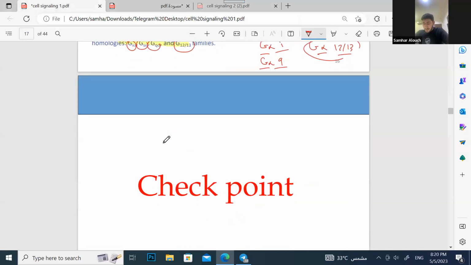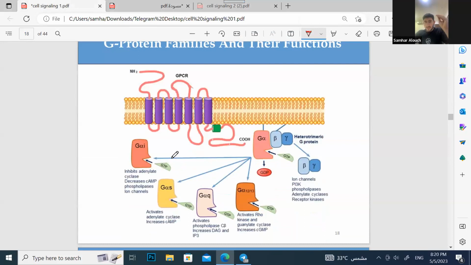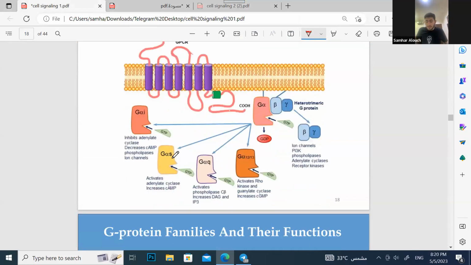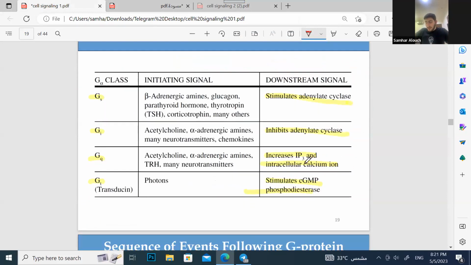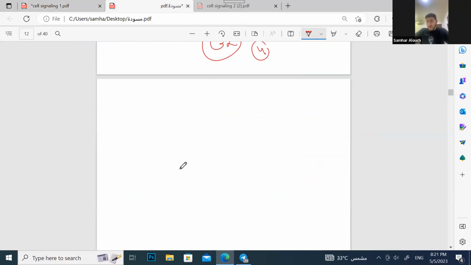So as I was saying, now we will start talking about the types of G protein. We said that G-alpha can activate one of two pathways, adenylyl cyclase and phospholipase C. It's either one of these. And so G-alpha activates one of these based on the type of G-alpha we have. We have 4 types of G-alpha: G-alpha S, G-alpha I, G-alpha Q, and G-alpha 12/13. Each one has its own action. So let's talk about them.